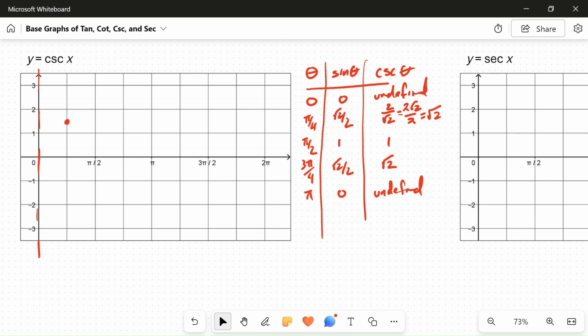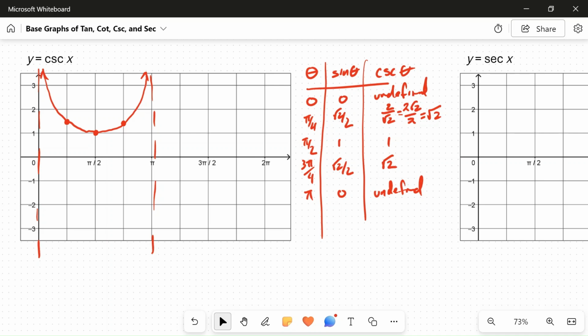At pi over 2, it is a 1. At 3 pi over 4, it's a square root of 2 again, which is about 1.4. And then at pi, it is undefined, so we're going to have a vertical asymptote. And so this is going to create an upwards opening shape. It's not a parabola, but you might sort of think it looks like one. It's not shaped like a parabola, but we have this upward opening bowl kind of shape. But that's not the whole graph. So we need to keep going a little further.